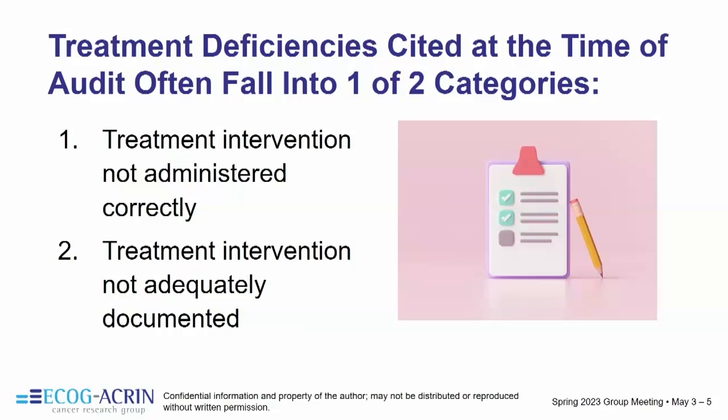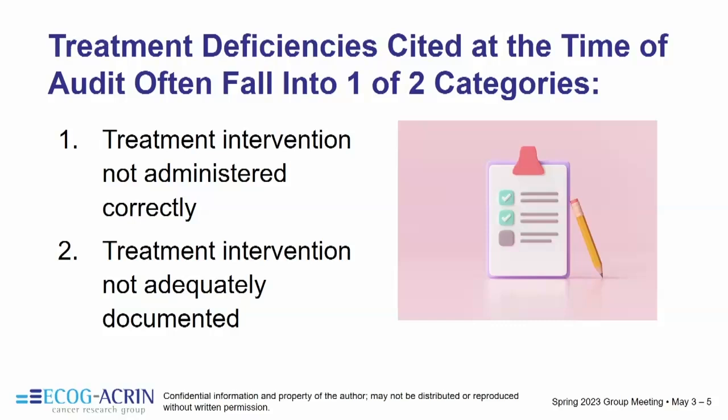The first is treatment intervention not administered correctly. And what do I mean by this? It applies to your IV agents and oral drug agents, but it can also apply to imaging agents. So it could be the contrast that was administered or the imaging modality intervention. We really look at this as your research intervention category.